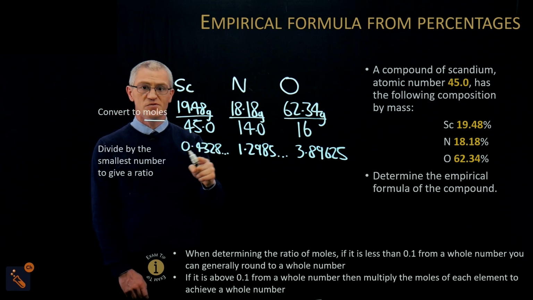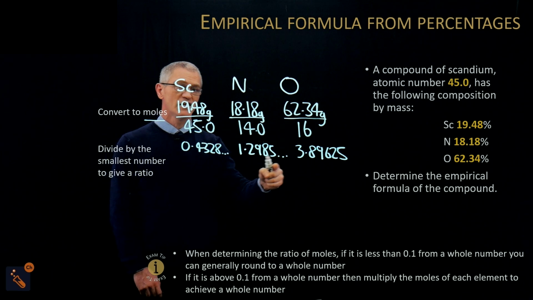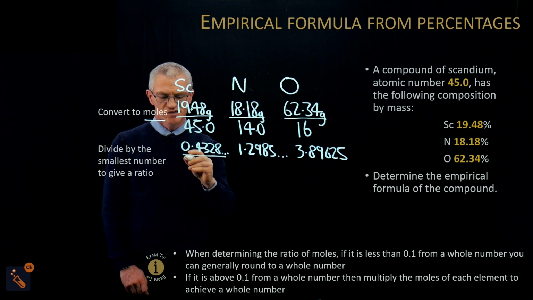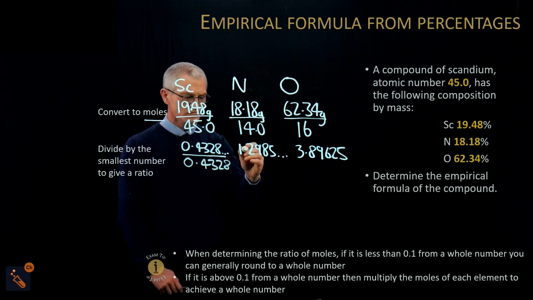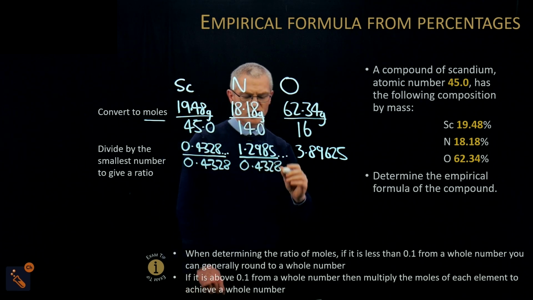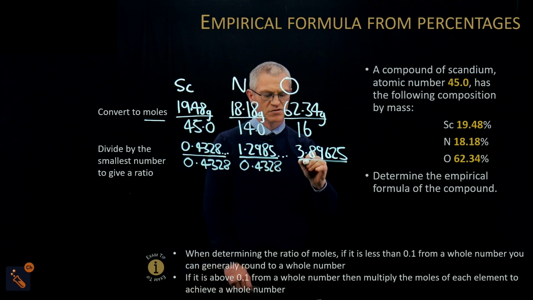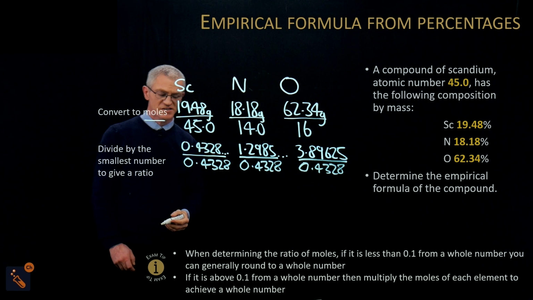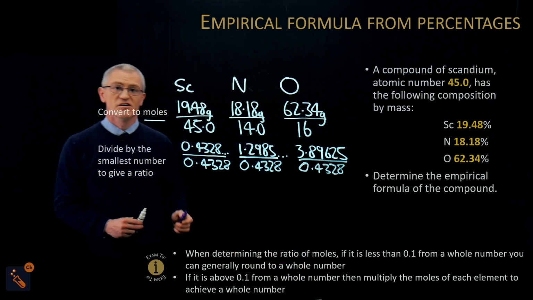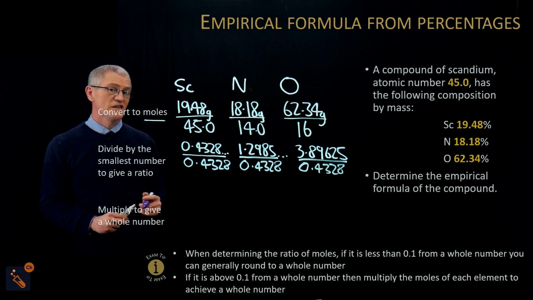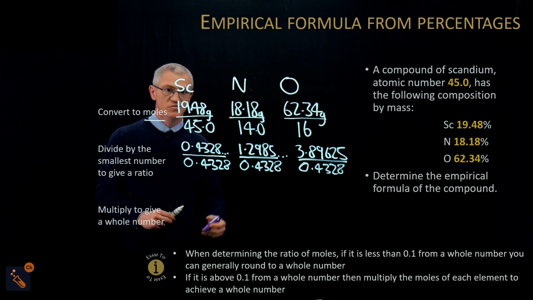Smallest number is 0.4328. You can see from there and from there, this is the smallest number. So we divide by the smallest number to give a ratio. And hopefully if you do maths, you should be very used to this kind of thing. So I'm going to divide all of them by 0.4328. Okay, and if that's the case, we're going to start to get a ratio. And after we get the ratio, we can multiply to give a whole number if we don't have a whole number. So let's look at that ratio.